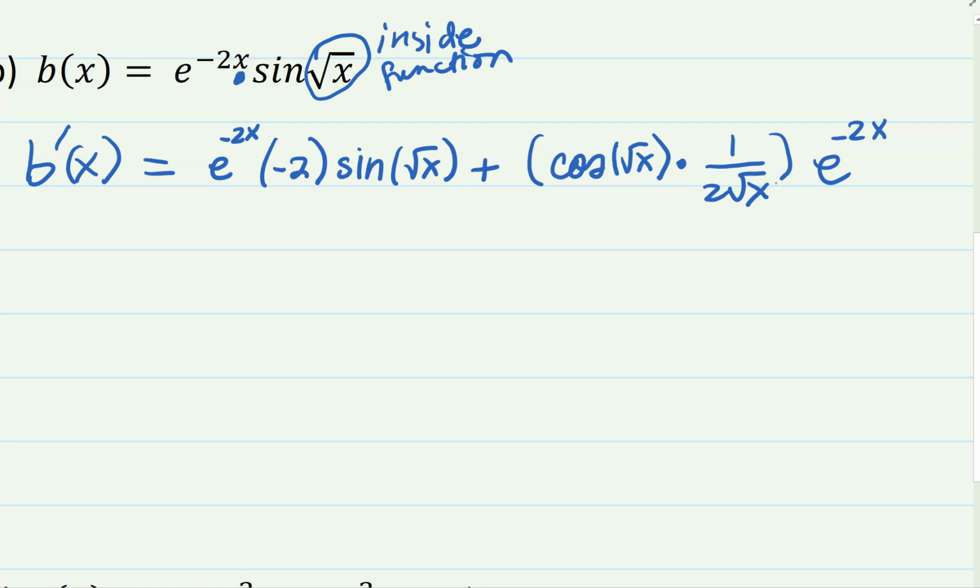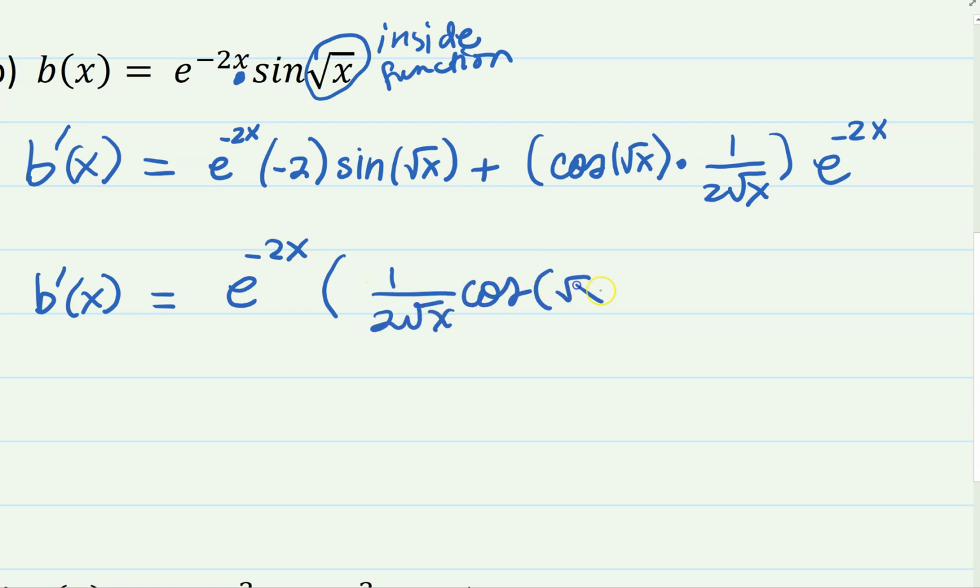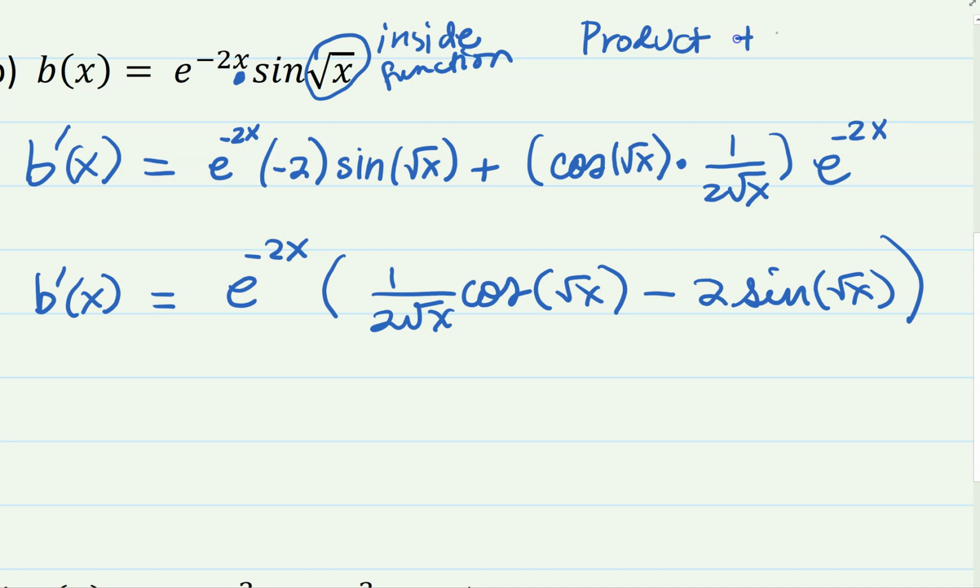So overall, the derivative of part B is, if we factor out e to the negative 2x, and I would write the positive term first, 1 over 2 square root of x cosine of square root of x minus 2 sine of square root of x. And that is my final answer. So product rule and chain. So this is product and chain.